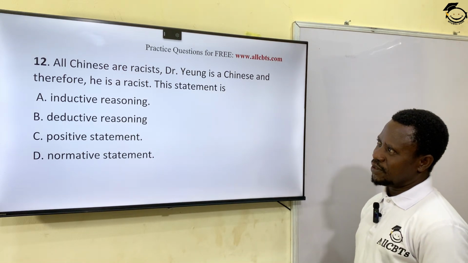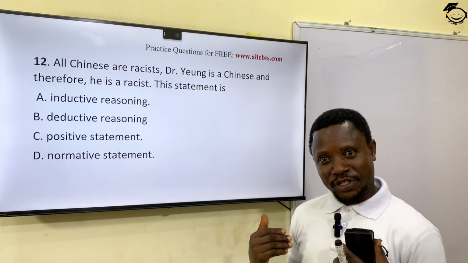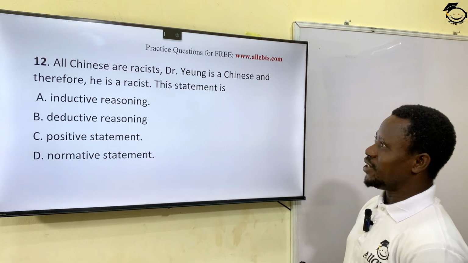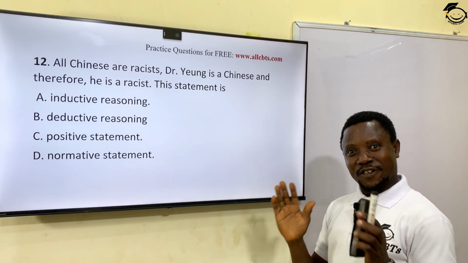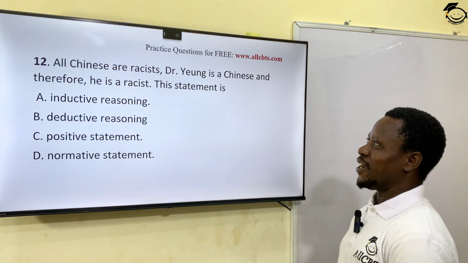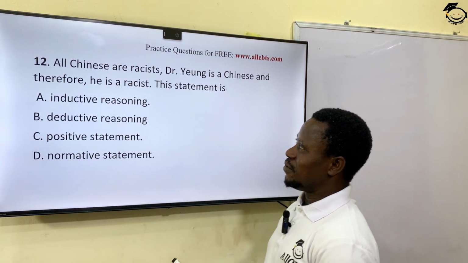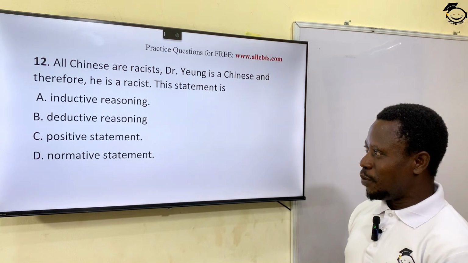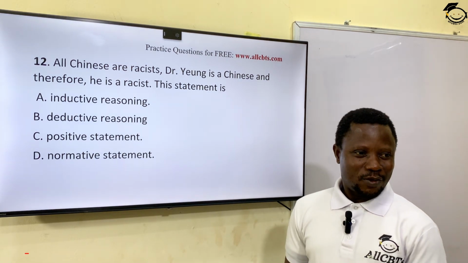Let's see the next question. I love this question. All Chinese are racist. That's a statement. It wasn't me, JUPEB said that. Dr. Young is a Chinese and therefore is a racist. It's just simple semantics. This statement is: A, inductive reasoning; B, deductive reasoning; C, positive statement; D, normative statement. What is the correct answer here?